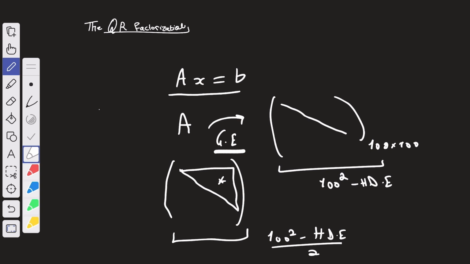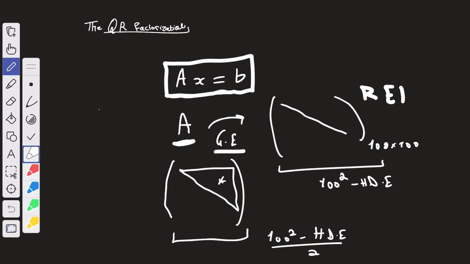You might have seen the problem of solving for x in this linear equation, and one standard way that you might have learned is to apply Gaussian elimination to the matrix A and transform it to row echelon form so that you can solve for x easily.